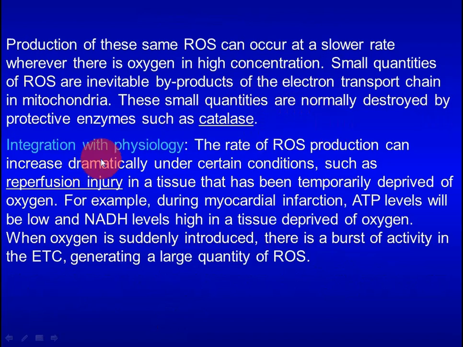Here is the integration with physiology. The rate of reactive oxygen species production can increase dramatically under certain conditions. For example, during myocardial infarction, ATP levels will be low and NADH levels high in tissues deprived of oxygen. When oxygen is suddenly introduced, there's a burst of activity in the electron transport chain, generating a large quantity of reactive oxygen species, leading to reperfusion injury.